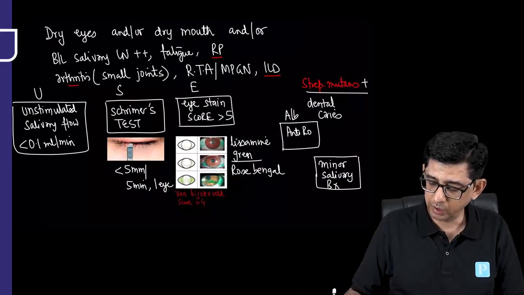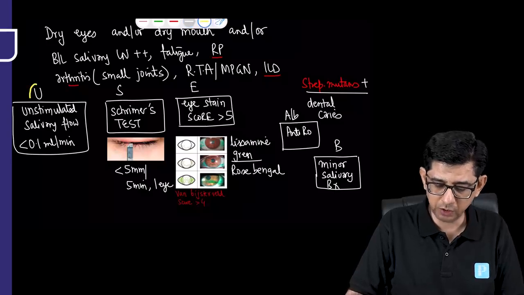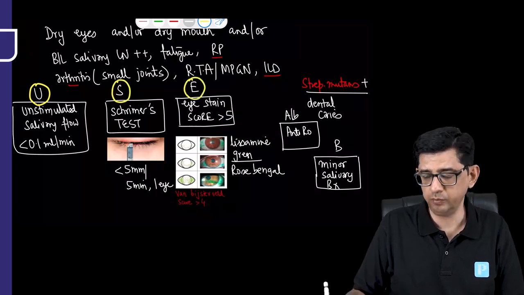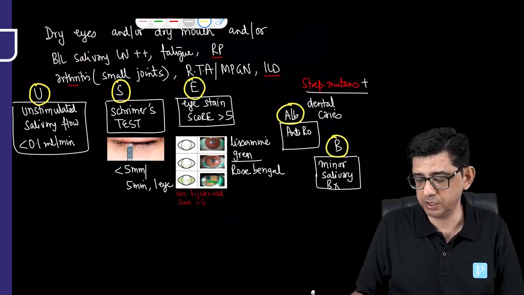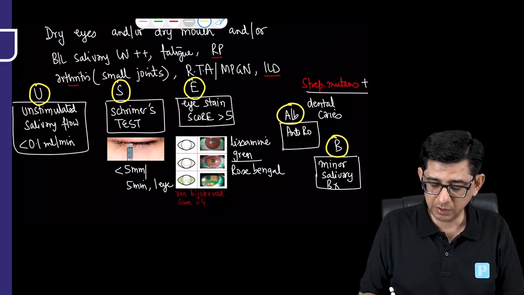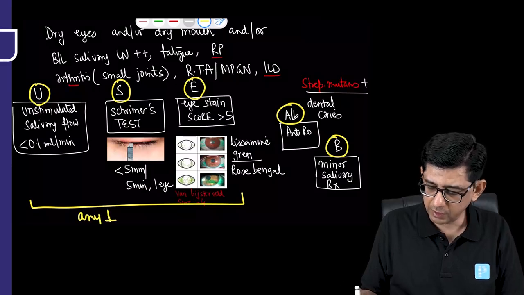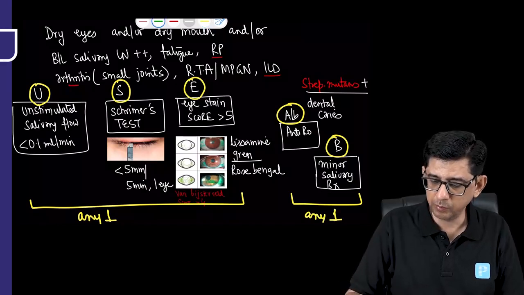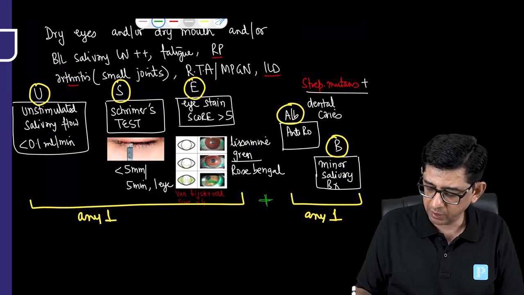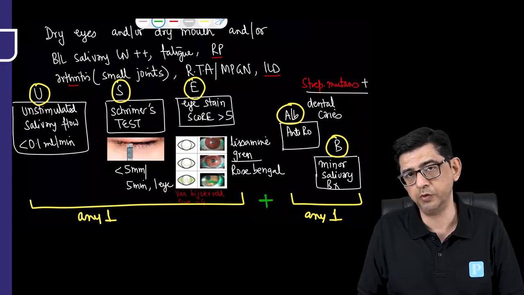So at the moment, what I can request you to remember is U's AB. By U's AB, I imply unstimulated salivary flow, then Schirmer's test, then eye stain value of more than 5, antibody, and then minor salivary gland biopsy. The B stands for the biopsy component. And he says that anyone from these, and then he puts a plus in between to say that if we are having any one from their total of 5, right? U's AB is what you need to remember for the exam.